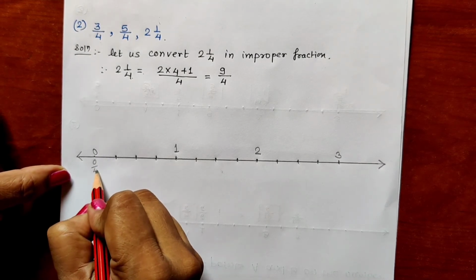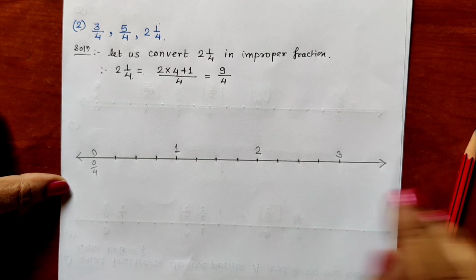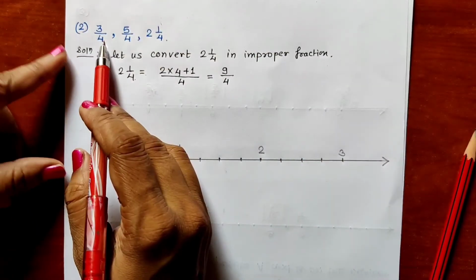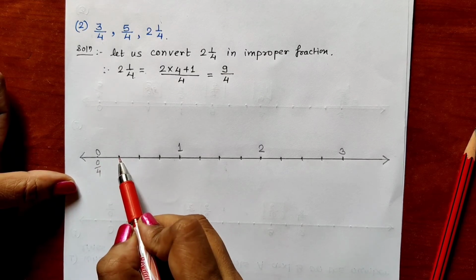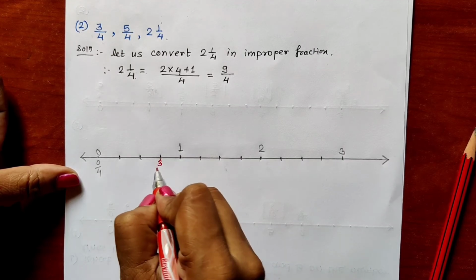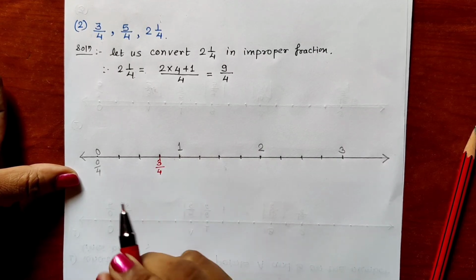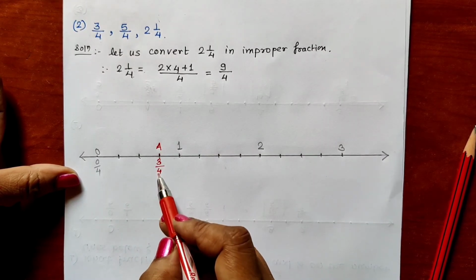So as we have divided each and every unit into 4 equal parts, this 0 means what? 0 upon 4. Correct. 1 means what? 4 upon 4. Now let us show these points. First point is 3 upon 4. 0 upon 4, 1 upon 4, 2 upon 4. So this point will be 3 upon 4. You can write A here. So point A is 3 upon 4.